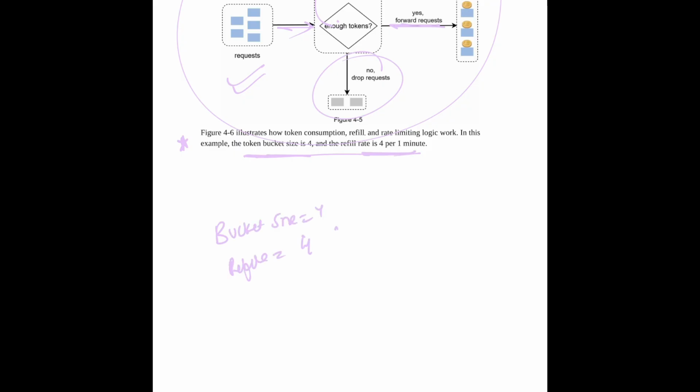Refill rate is 4 per minute. So what happens here is, if you see, this is the timestamp 1. You can assume it's the timestamp, I guess we are clear. So this is hour, this is minute, this is second. Initially we start with the 4 tokens. The first request comes, it goes through. What happens? 1 token is consumed.